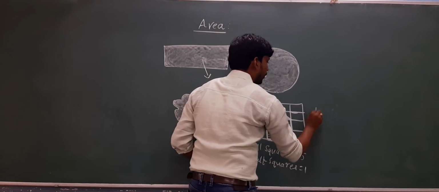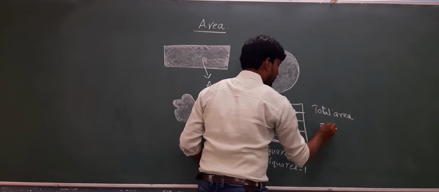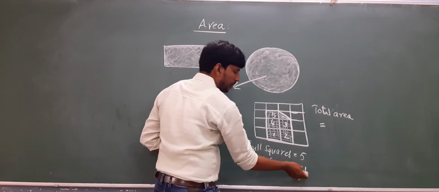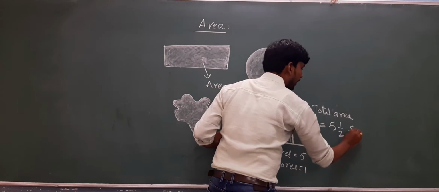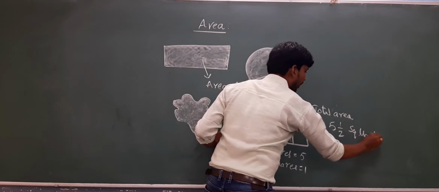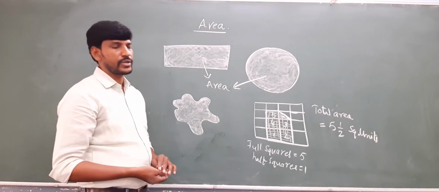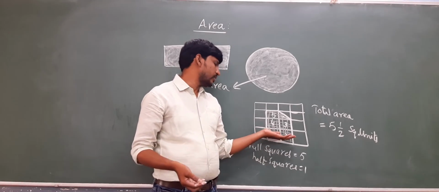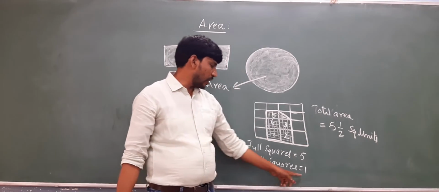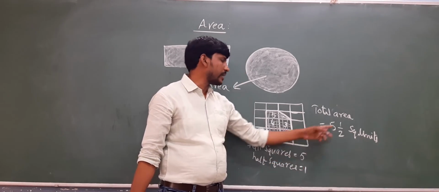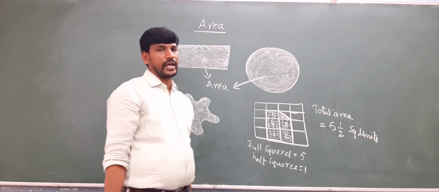The total area is equal to, the half square is only 1, which means 1 by 2. That is 5 and 1 by 2 square units. Because we are counting squares, that is why we get square units. The area of this closed figure, this shaded region, is nothing but 5.5 square units. The half square is only 1, and we add that to 5. Half square unit plus 5 square units, the total is 5.5 square units.